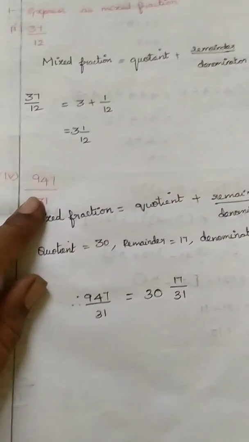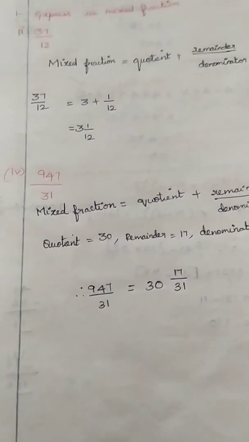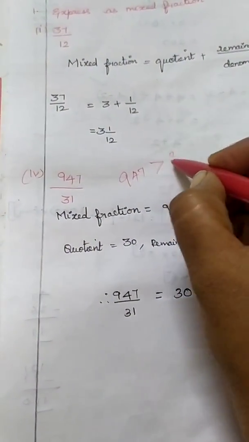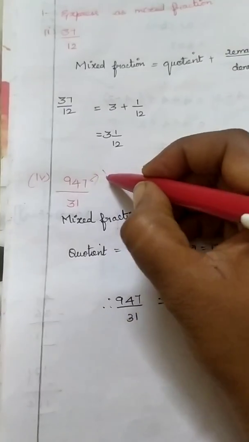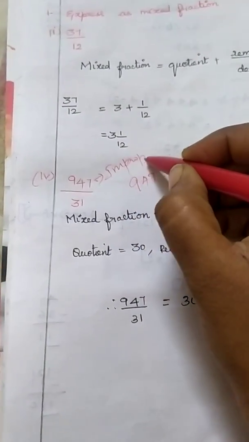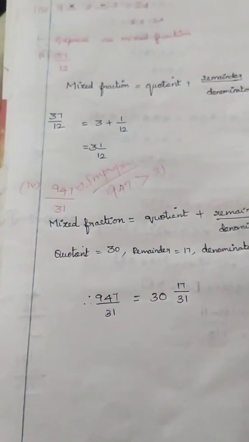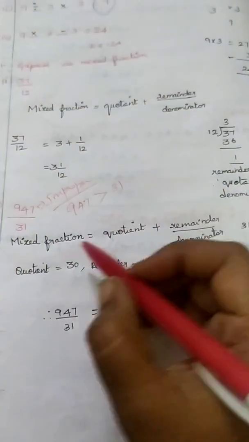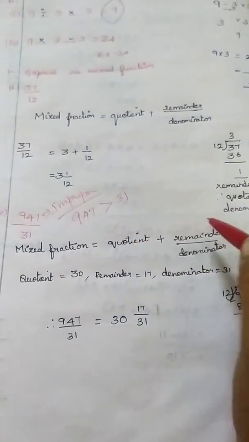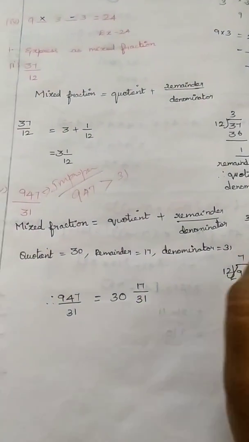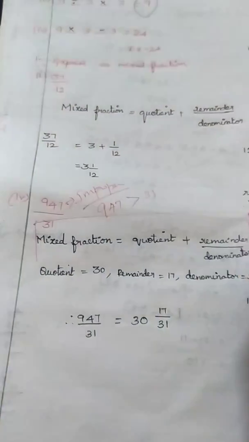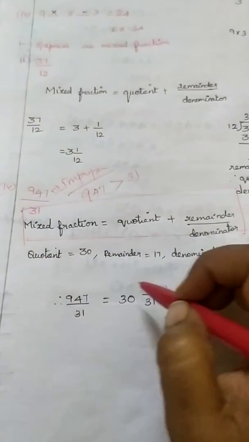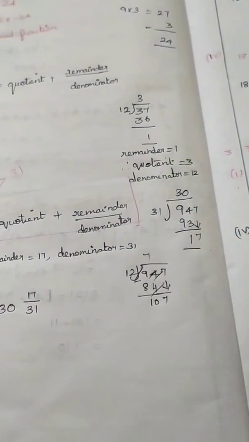Now look at this question, 947 divided by 31. If you look here, 947 is greater than 31. So we call this fraction an improper fraction. What fraction is this? Improper fraction. So to convert an improper fraction into a mixed fraction, we have a formula. Mixed fraction is equal to quotient plus remainder divided by denominator. This is your formula. After writing the formula, you are supposed to box the formula. Next, we are going to divide 947 by 31.